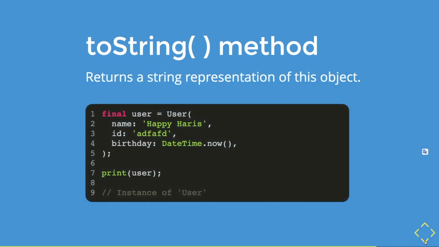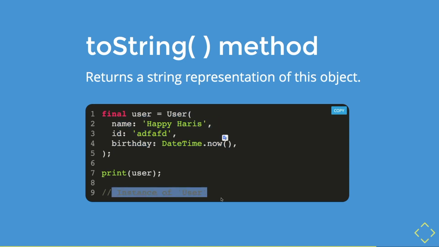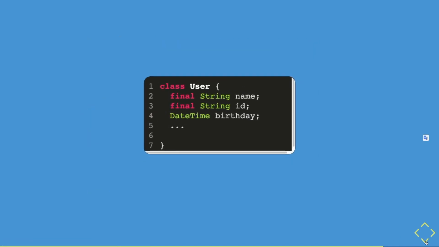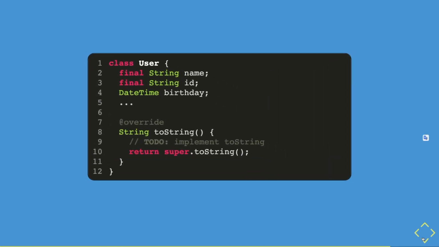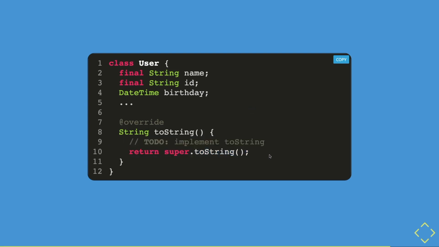The toString method just returns a string representation of an object. If you were to print a normal object, for example, we have the user object here, it will print out an instance of user, which doesn't give us any valuable information. Let's say we have a user class to override this. So you can type in an override tag with the toString method. And this is the toString method that is available in any object you create in Dart. Then you have the default logic of the toString, which basically returns the super way of toString.